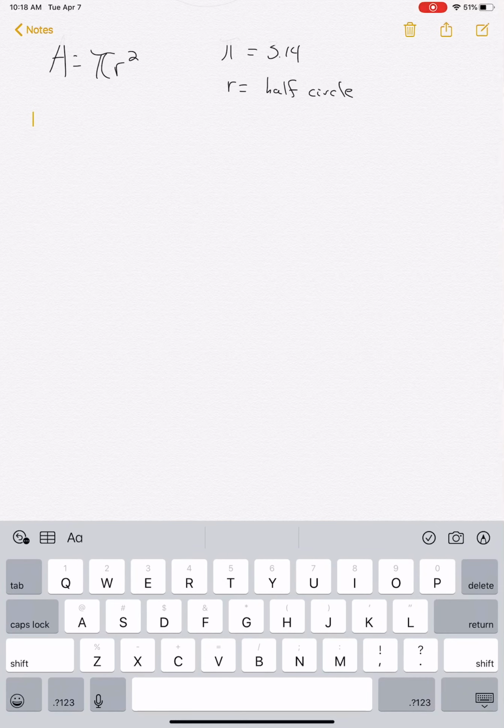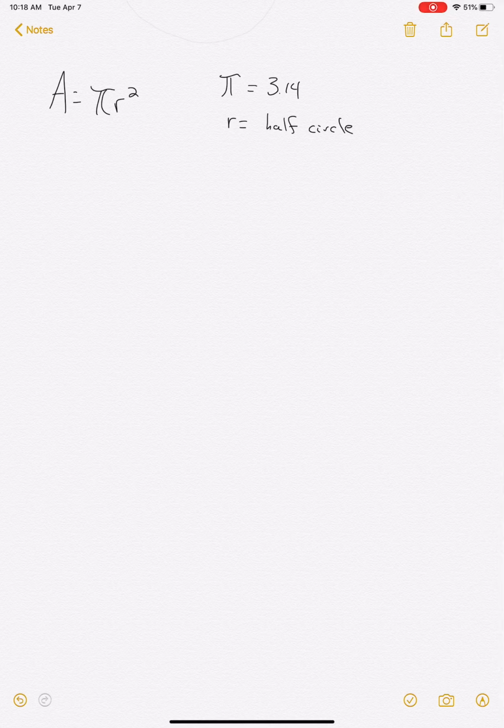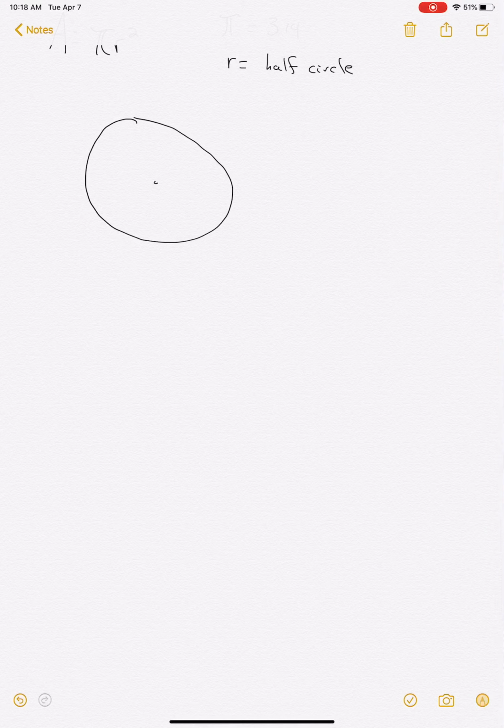But for this one, we are looking at finding the area. I'm not going to go over that in detail. I'm just going to go over some of the formulas and plugging them in, so you can get a visual of what it looks like. So here is a circle. Pretend that's a perfect circle.